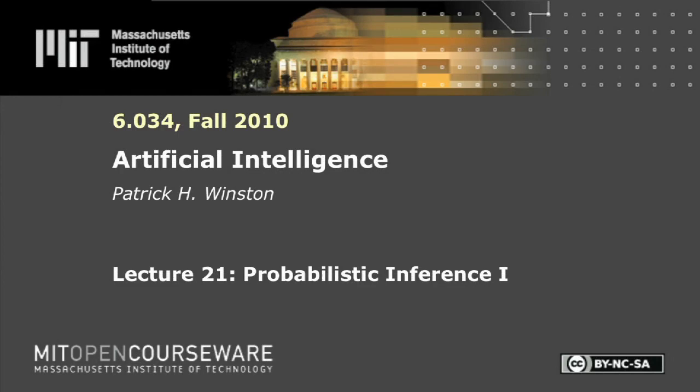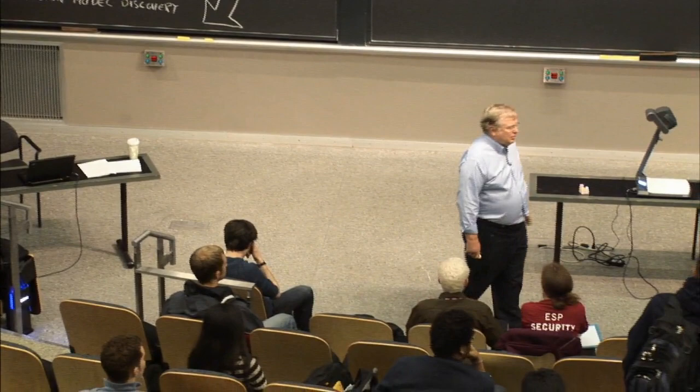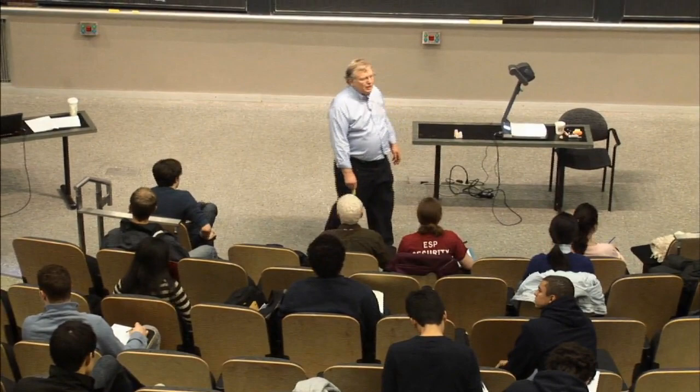Here we are down to the final sprint. Three to go. And we're going to take some of the last three, maybe two of the last three, to talk a little bit about stuff having to do with probabilistic approaches, use of probability in artificial intelligence.